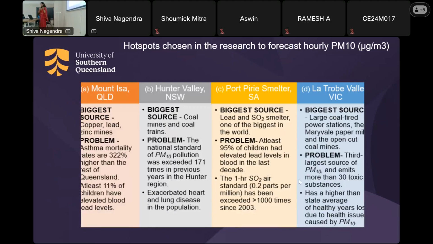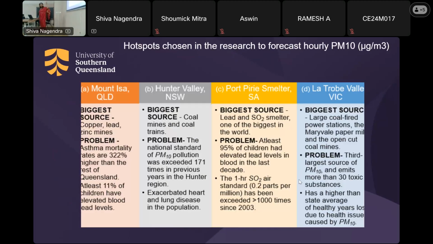Now comes why the hotspots were chosen. Whenever you do any project, or write any kind of research article, it's very important to justify why you have chosen that particular study region. Because you need to have a useful research which can be reproduced by future researchers: they see your work, they use your data, and they are able to replicate the same results that you got.